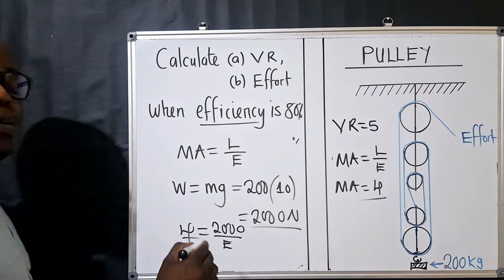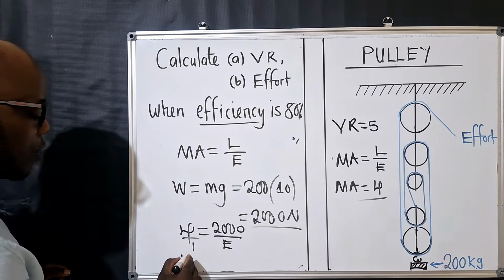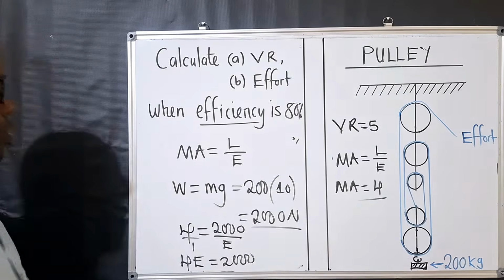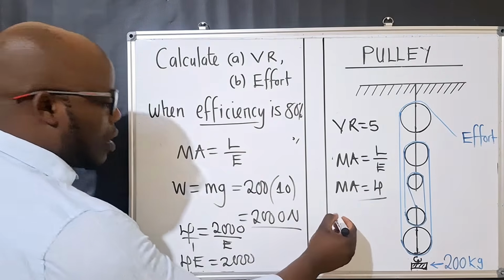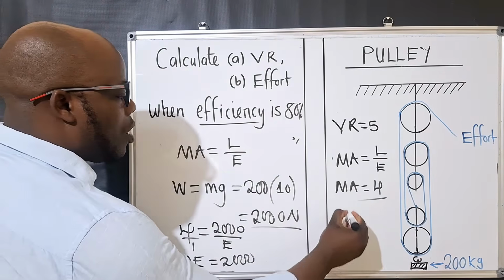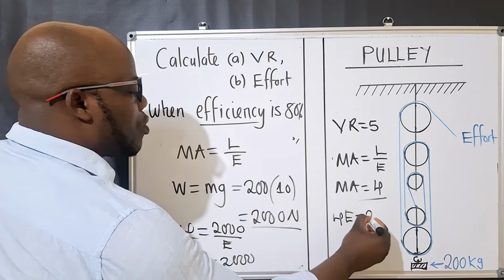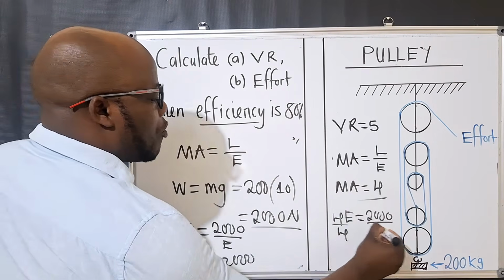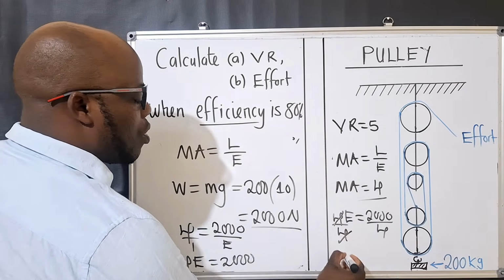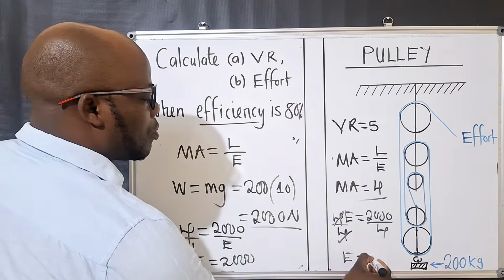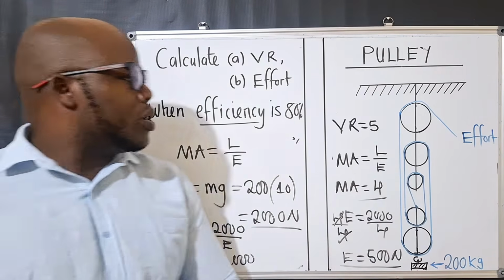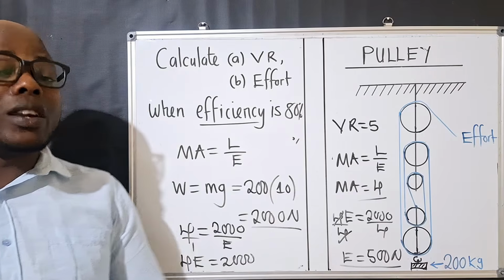So we now cross multiply. We get 4E, which is equal to 2000. So now I can say 4E is equal to 2000, divided by 4 on both sides. So this and this will go. E will be equal to 500 newtons. So the effort which is being applied here is 500 newtons.